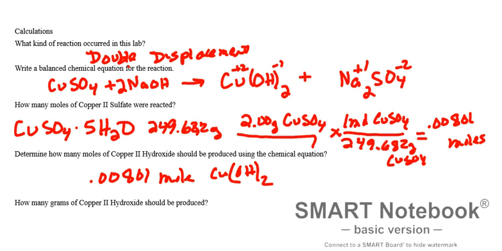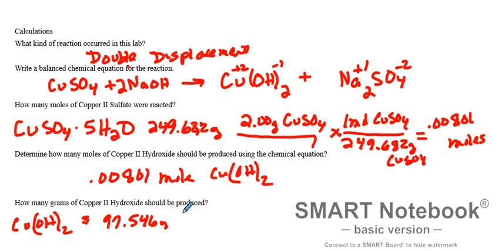Okay. Now the next question here is saying, how many grams of copper hydroxide should be produced from this reaction. Well, I know it's moles. I just need its molar mass to convert that into grams. So copper hydroxide, I would need to add 1 copper, 2 oxygens, and 2 hydrogens together. And the molar mass of that equals 97.546 grams.